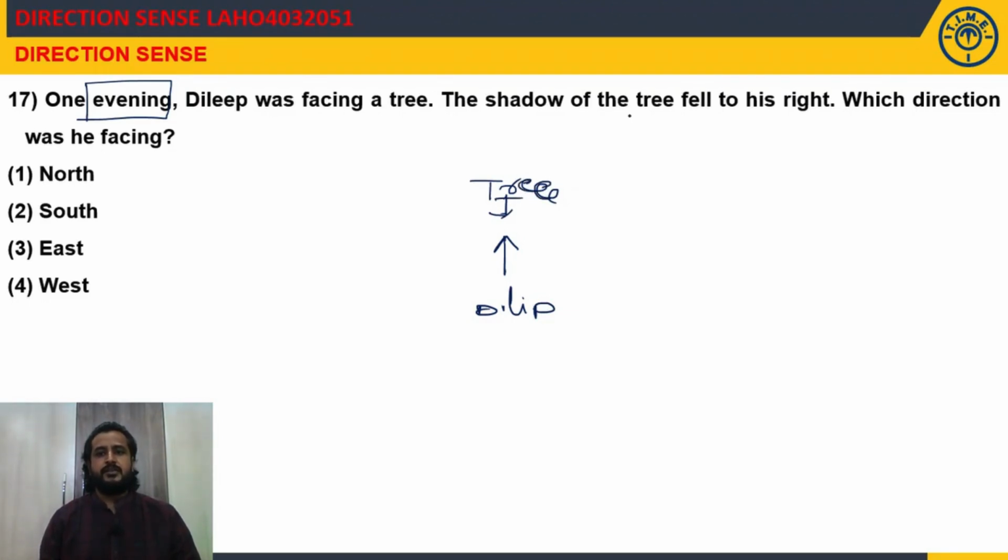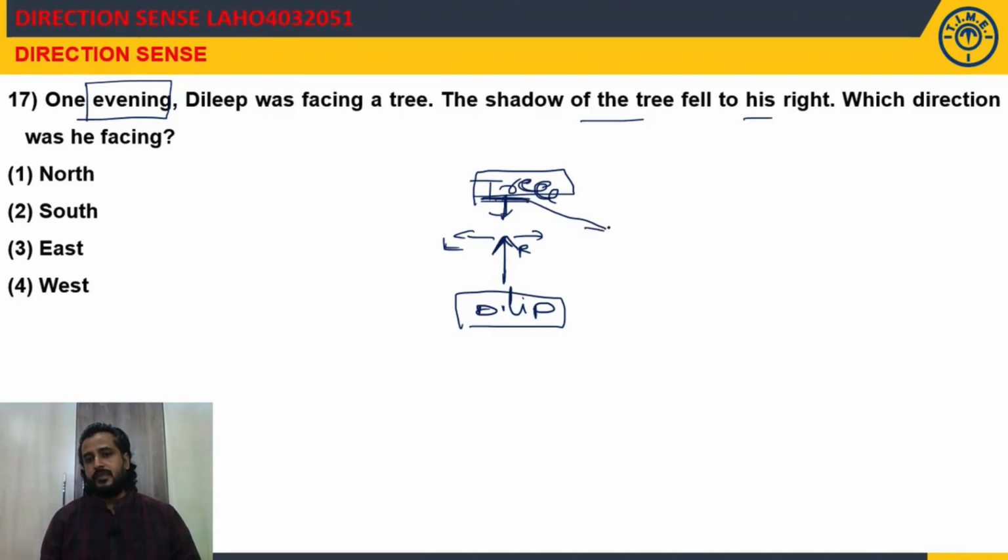Now what is given? The shadow of the tree fell to his right. So Dilip's right. So Dilip is here, tree is here, right? So the shadow of the tree fell to Dilip's right. Dilip's right hand side will be this side, left hand side will be this side, because he is facing this direction. So the right hand side is whose shadow? The tree's shadow. So the tree's shadow is to the right side of Dilip. So here is the shadow. Clear? Dilip's right side is this side, and on Dilip's right side is the shadow of the tree. So here is the shadow.